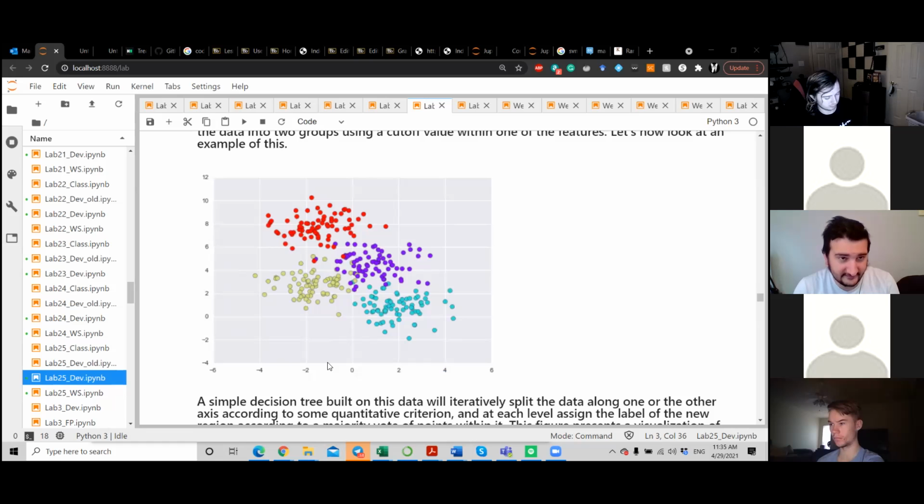Now, let's say that we have a problem like this. On the x-axis, we have one feature. On the y-axis, we have another feature. And then how many groups do we have? Four. It's good that you can separate colors.